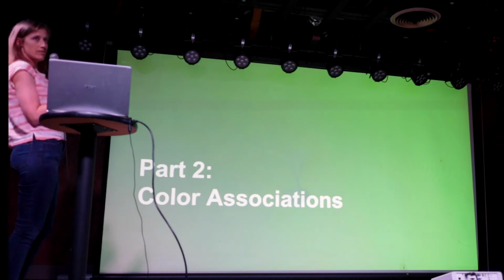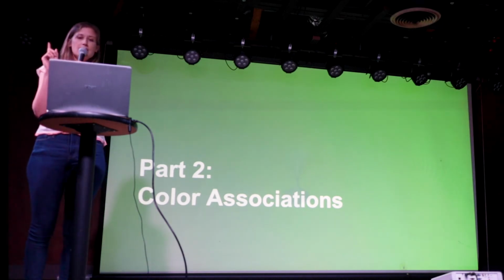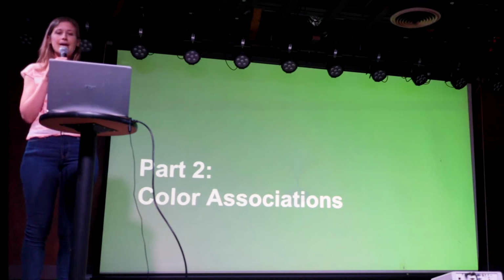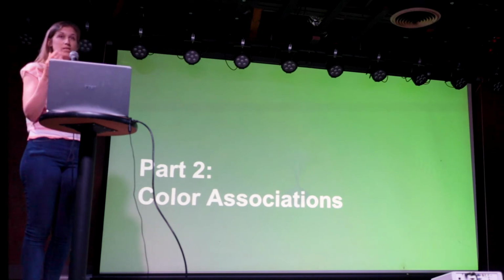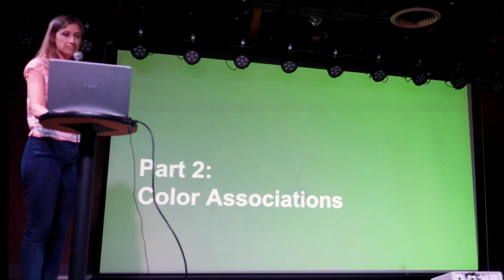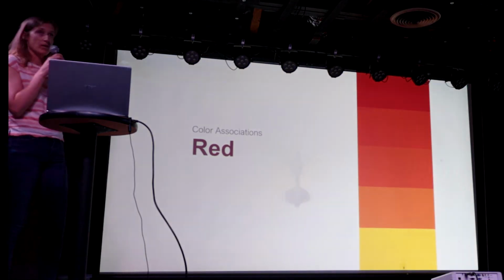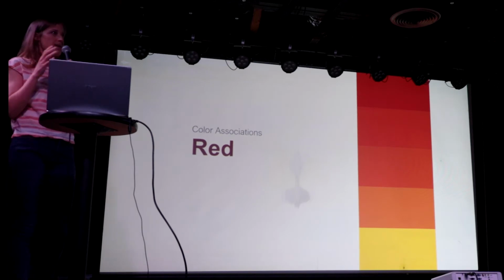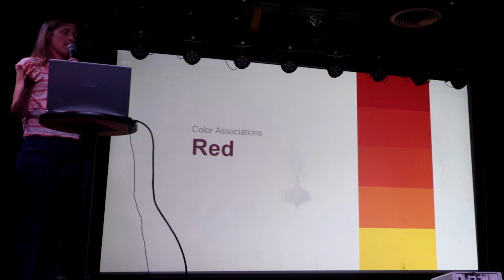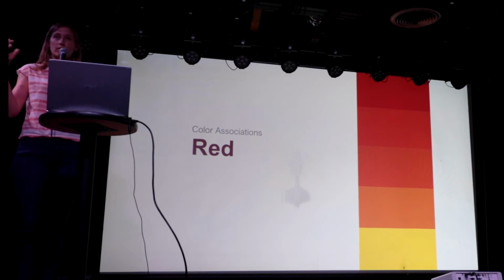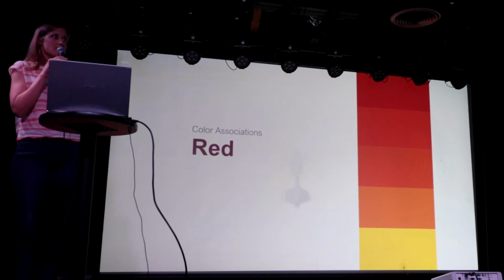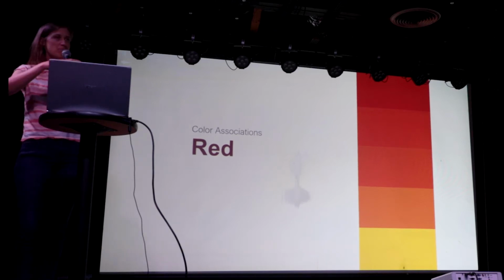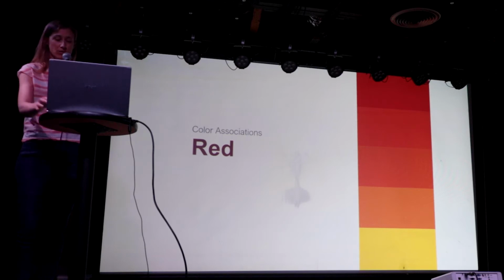color associations. How we relate to color and how we feel about colors is a really big part of why we study colors and why it's important to study colors. If we start off with red, red is a color that has some of the strongest color associations. It has some very polarizing meanings. Red can be associated with love, and red can be associated with the devil and rage. So it's a very big range of emotions that you can feel with red.